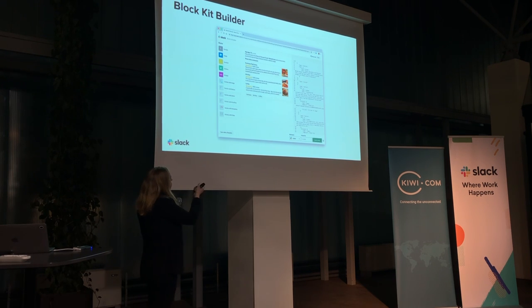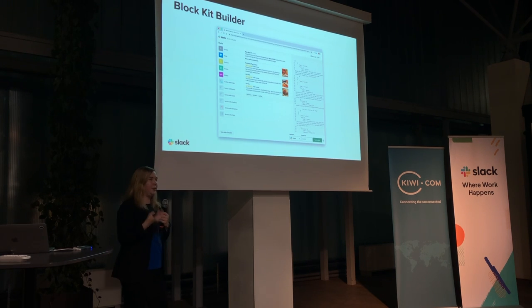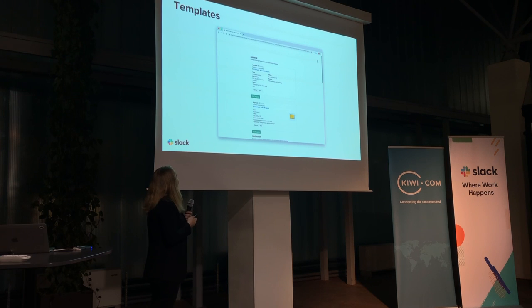And we can also see down at the bottom, we can test it out. So if I build this message here in the Block Kit Builder, I can send it to a channel of my choice to test what it would actually look like in reality within Slack. And finally, just to give you some best practices and to get you started, we've also launched some templates for some of the core things you might want to use Block Kit for. So whether it's approvals or notifications, you don't have to start from scratch. You can just start to add in your own functionality to these core templates.